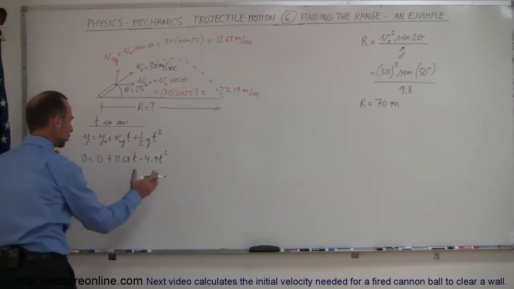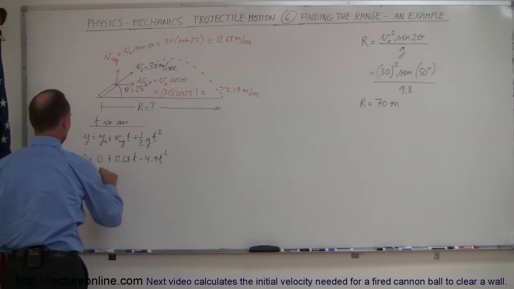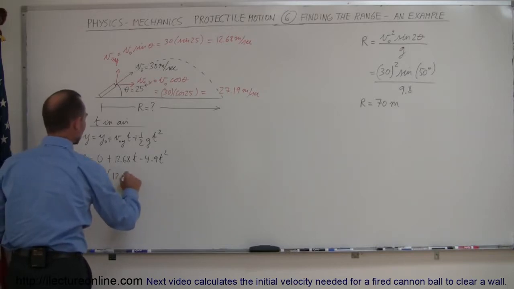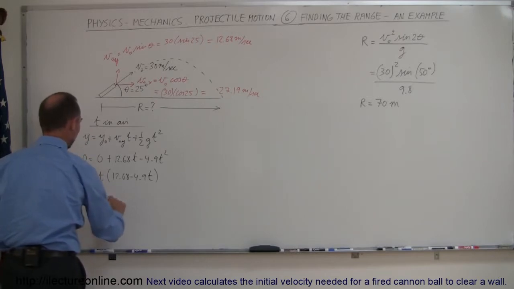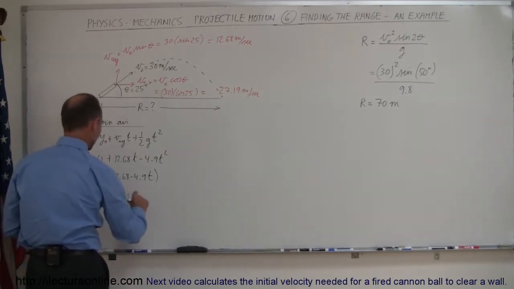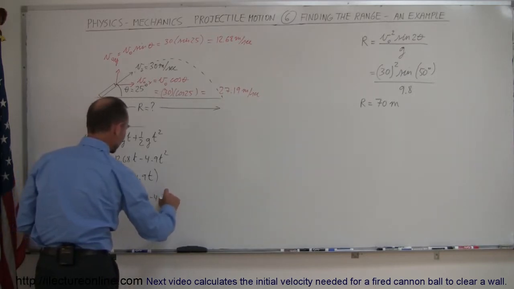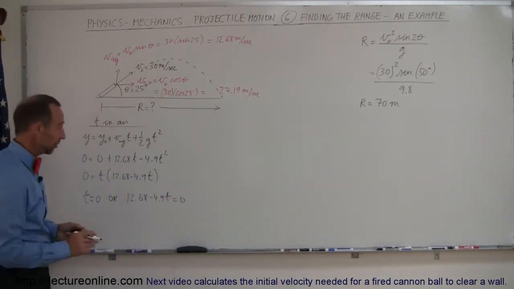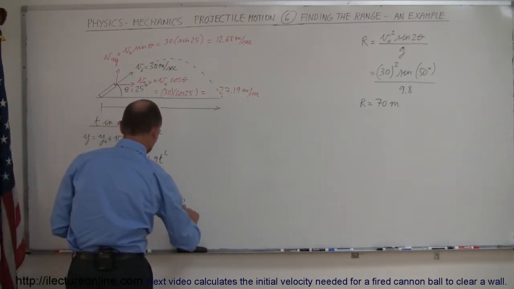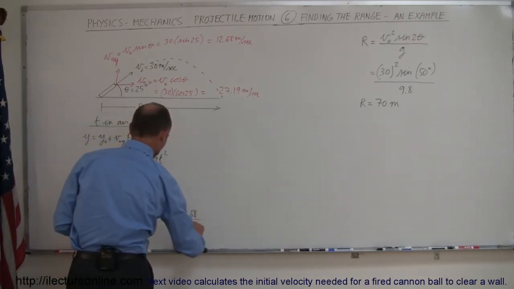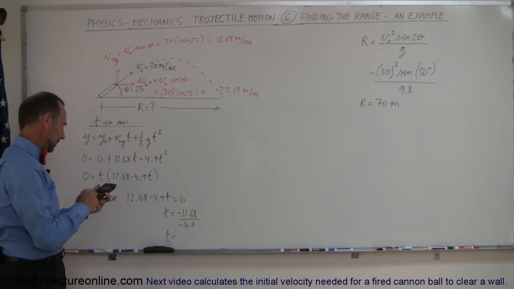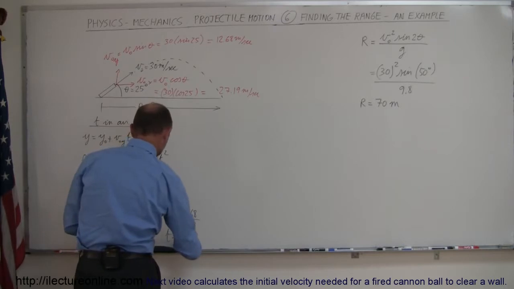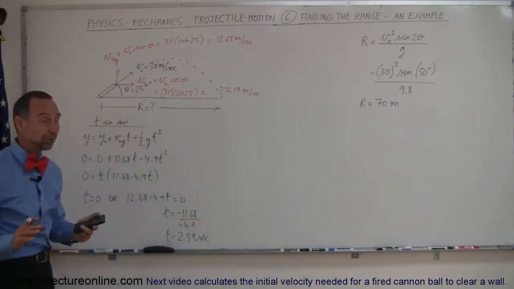That's a quadratic equation. We can solve that by factoring out a t. So 0 equals t times 12.68 minus 4.9 t. So either t equals 0 or this quantity equals 0. 12.68 minus 4.9 t equals 0. Of course, if that's equal to 0, we can say that t is equal to minus 12.68 divided by minus 4.9, or the time is equal to 12.68 divided by 4.9 equals 2.59 seconds. All right. So now we determine time in the air.